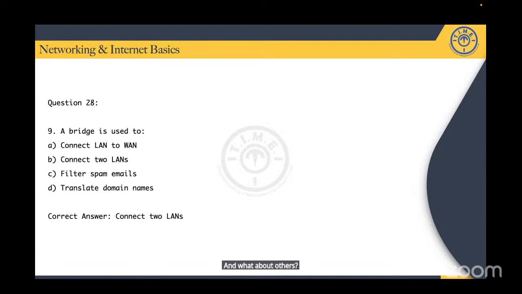And what about others? LAN to WAN, we need a router. Filter spam, we need an email server or security software. Translate domain names, we need DNS, right? So I'll repeat. Bridge means connecting LAN to LAN. So here, option 2. What about LAN to WAN? Router. Filter spam, email server or security software. Translate domain names, DNS.